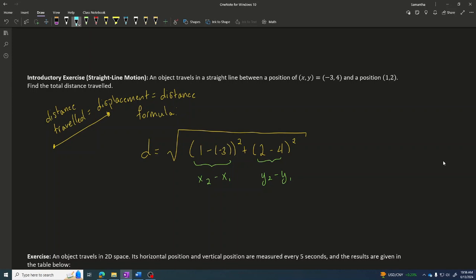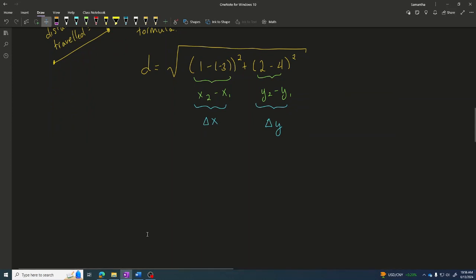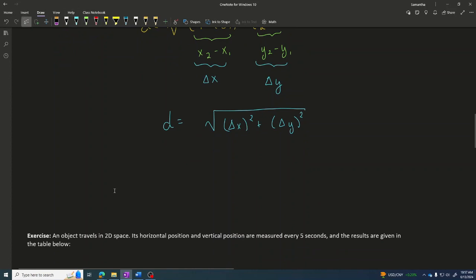Or put another way, this is the difference between your x's, a change in x, a delta x, and over here is a delta y. So this is really quite interesting. What we have just written down is that the distance formula is equal to the square root of delta x squared plus delta y squared. This is significant. Go ahead and keep that in the back of your mind.